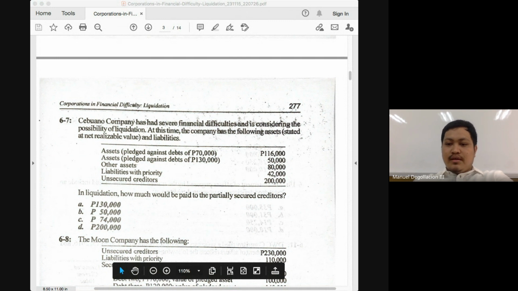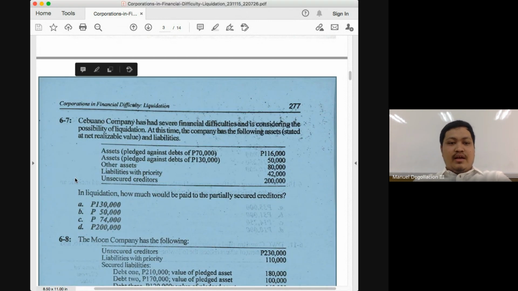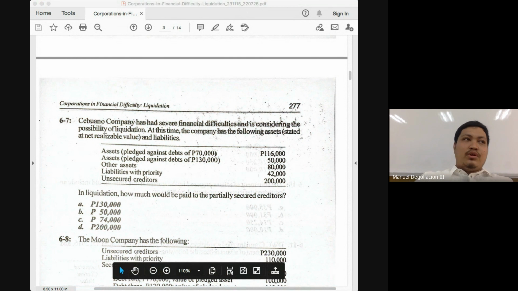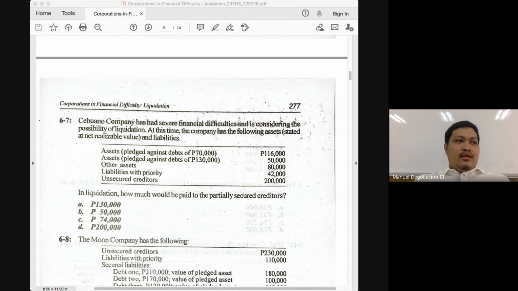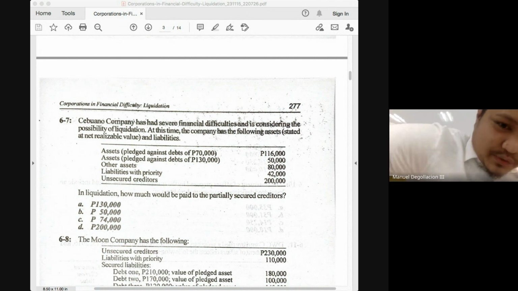Next would be deduct what? Liabilities with priority. Okay, and is it already given? Yes, in the amount of 42,000. What if it's not given, class? What will normally form part of your unsecured liabilities with priority? Taxes, dues to the government, dues to workers and or laborers, and administrative expenses for the liquidation. Okay, but here we're already given the total amount of 42,000.